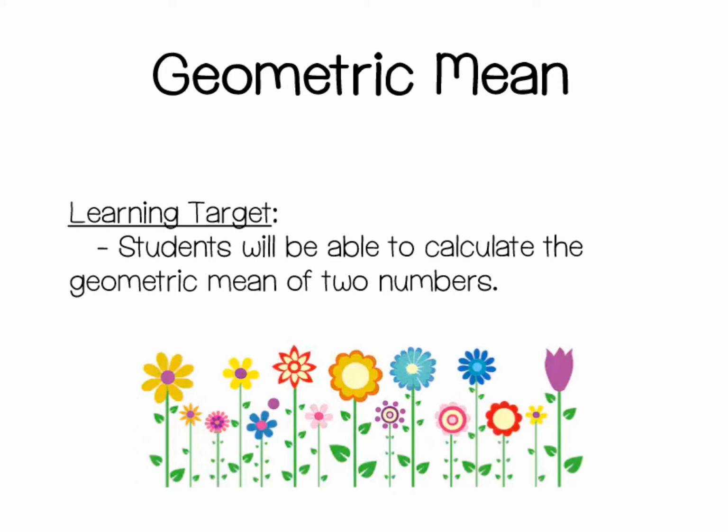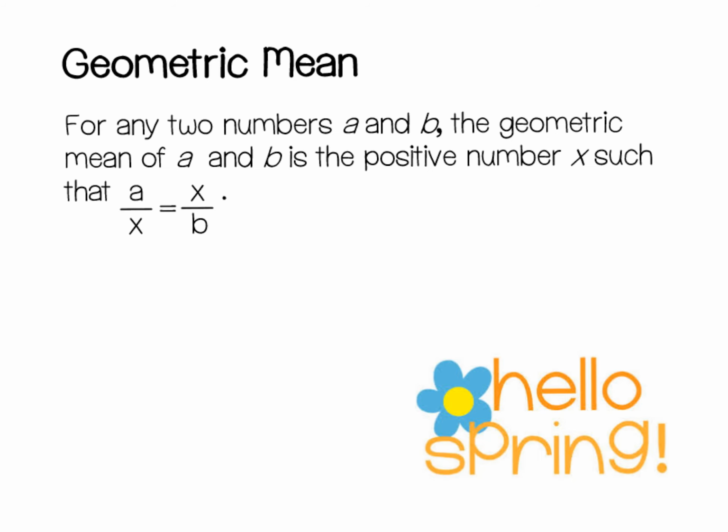In this lesson, we're going to talk about something called the geometric mean. Usually when you think about mean, you're thinking of an average, and it's called an arithmetic average. That's when you're adding numbers together. But a geometric mean is really about multiplication. So here's how we're going to define it.